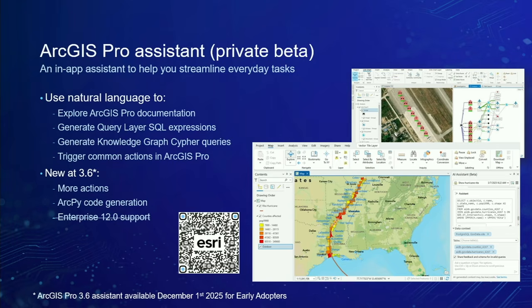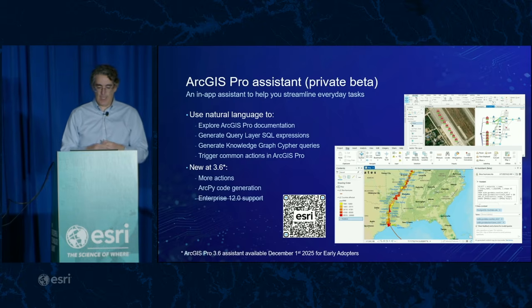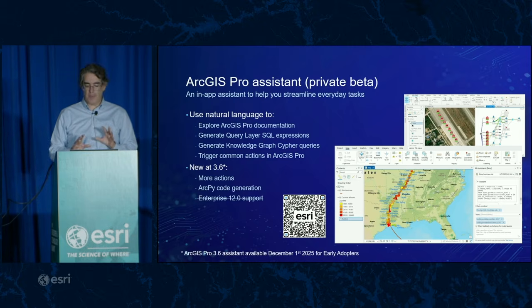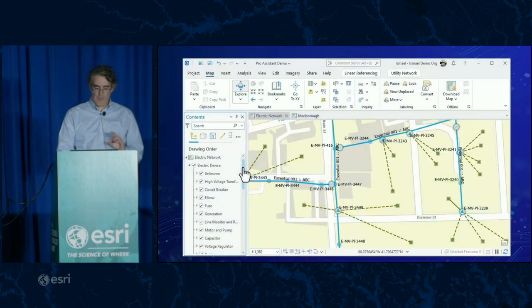So there is that. It's not available right away in the early adopter. This assistant, you need to install on top of 3.6, yeah? And the setup, again, is in the early adopter website. It does a bunch of things. It allows you to ask questions to the documentation right within Pro. You don't have to go to a web browser. Allows you to generate query layers, knowledge graphs, and then it has this notion of trigger common actions. So I'll show you that through a demo.